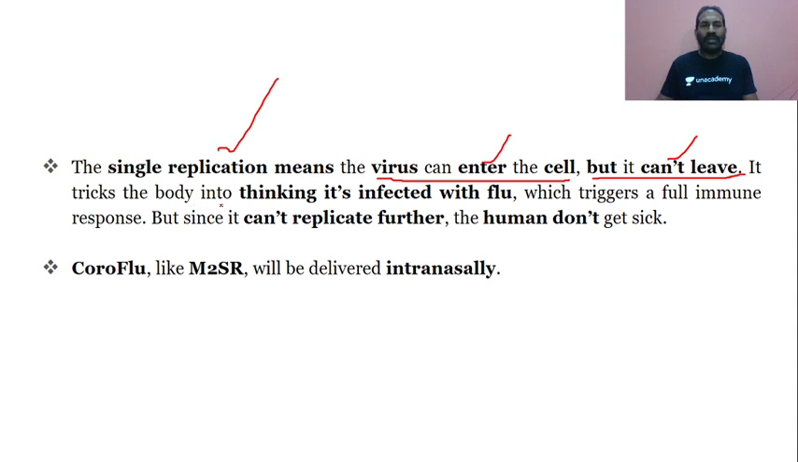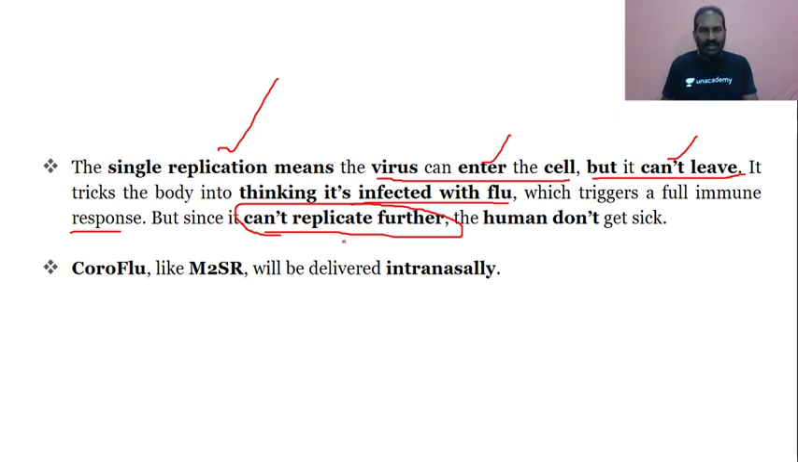It tricks the body into thinking it's infected with flu. That means this virus will make sure the body responds as if infected with the flu, which triggers the full immune response, but it can't replicate further. So here replicating cannot take place. It will only get into the cell, but the multiplication doesn't take place.